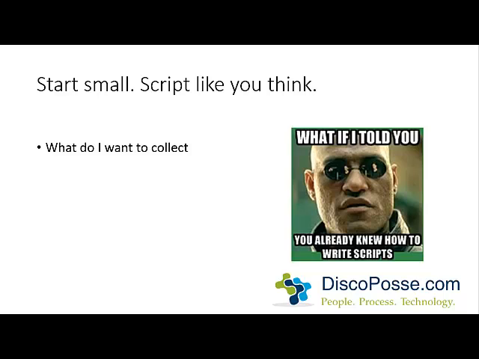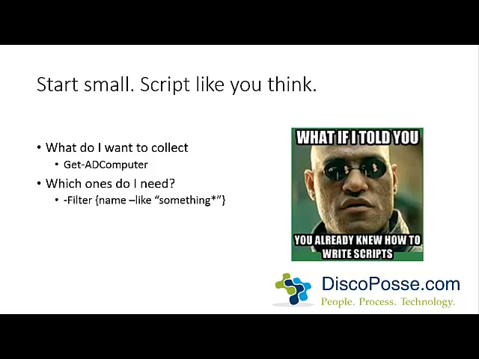So first, let's just imagine I wanted to, say, get a list of computers. So if I'm going to be using PowerShell, I'm going to use the Get-ADComputer cmdlet. From there, we have to think about, maybe we don't want all of them. So let's think about how we want to filter things. Luckily, in PowerShell, it's a very simple thing. You just attach a -Filter parameter, name like something. So whatever filter you want to apply. And this is going to narrow down your collection and it's going to change the things that you gather so that you can take action upon them.